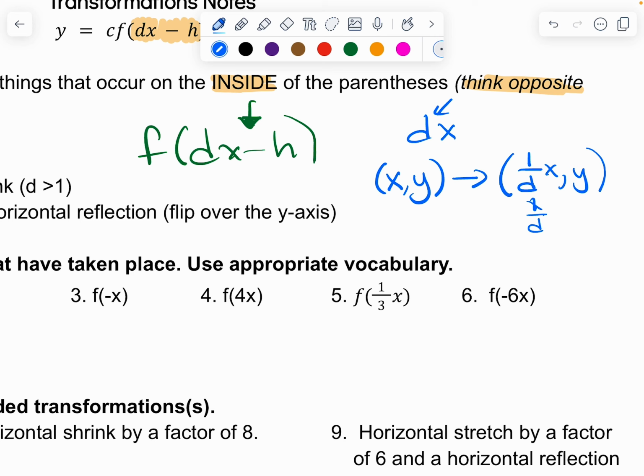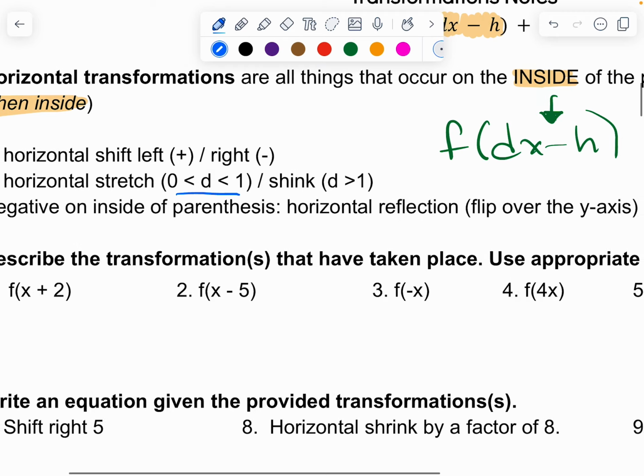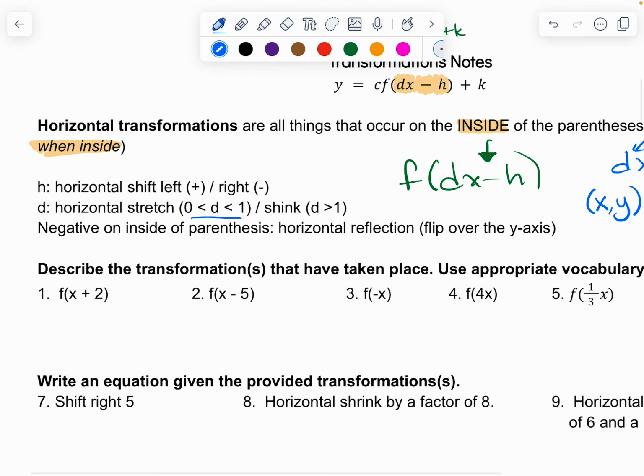Yes, same thing. And then if you see a negative on the inside, you're going to flip over the y-axis. Some of you are like, why is it going over the y-axis? Well, if you think about the y-axis, this side has positive x values, this side has negative x values. So if you flip it over the y-axis, you're changing the x value to its opposite.